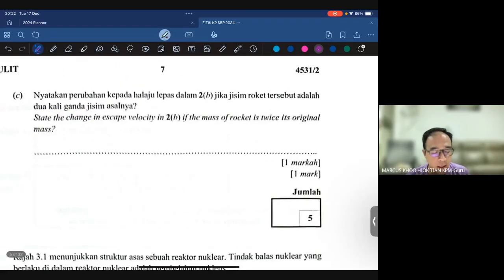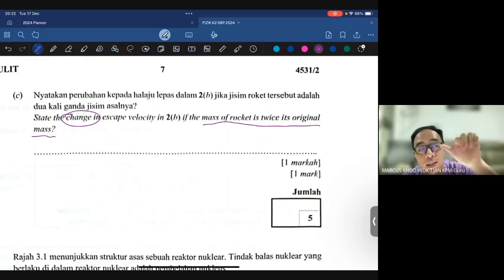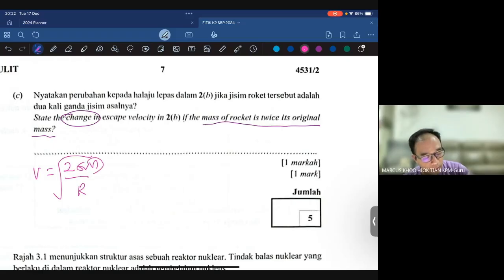All right, state the change in escape velocity if the mass of the rocket is twice its original mass. Yes, this is a trick question. Once again, I'm telling you to state what the change is. What will happen? The standard answer has 3 options: increase, decrease, and no change. But in this question, V equals square root of 2GM over R. What is the mass involved here?